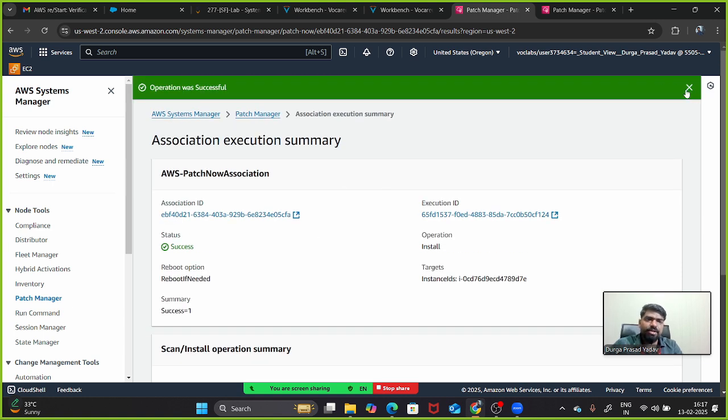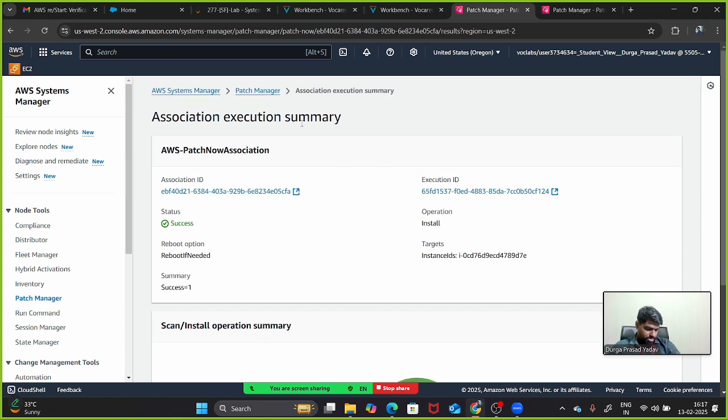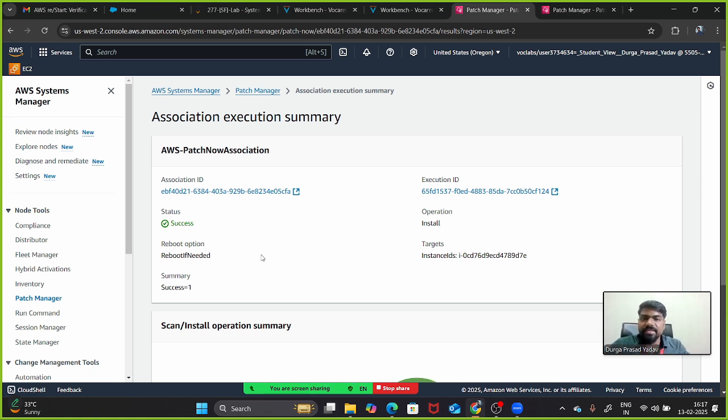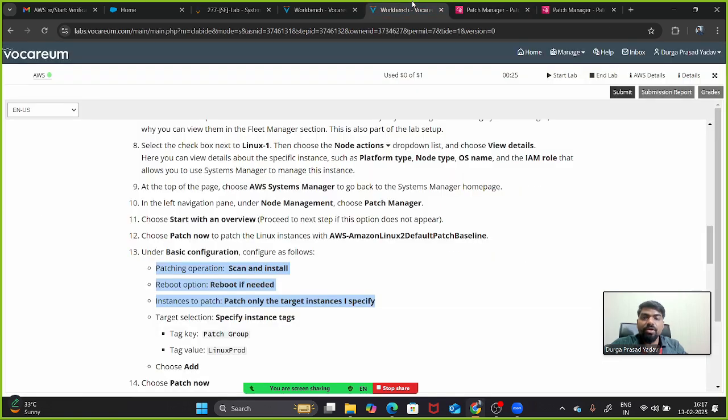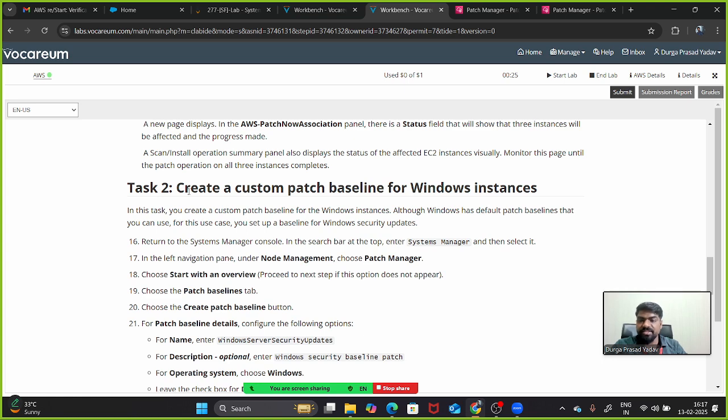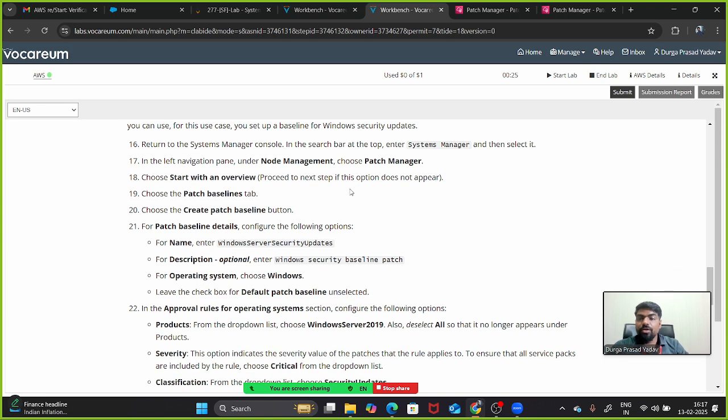I'll tell you how to deploy it. Within a few minutes you can deploy; that's not a big deal. Moving further, if you need to create your own custom patch, guys, custom patch means our own patch. As you can see, it is telling to create a custom patch baseline for Windows machine. So here you have to go with the patch manager and create the patch baseline.